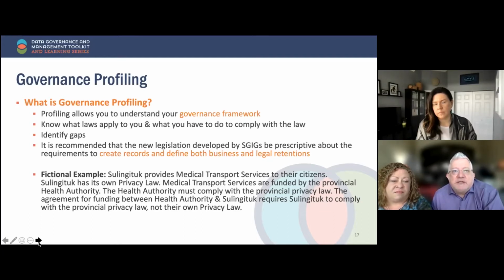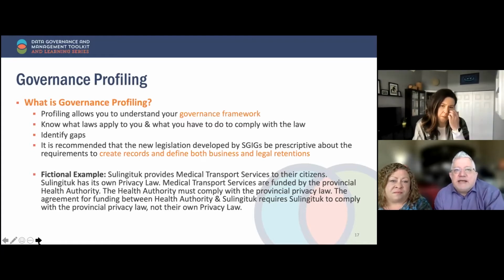The Selingta government provides medical transport services to their citizens. Citizens are reimbursed for their expenses when they seek medical treatment outside their territories. Medical transport records typically contain citizens' personal information, including information about their medical condition. Now, Selingta has its own privacy laws, but the medical transport services are funded by the provincial health authority, and the health authority must comply with the provincial privacy law. And what links the two together is they have a written funding agreement between the health authority and Selingta, which requires Selingta to comply with the provincial privacy law, not their own privacy law.